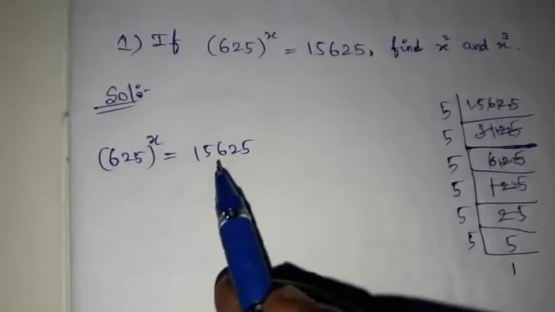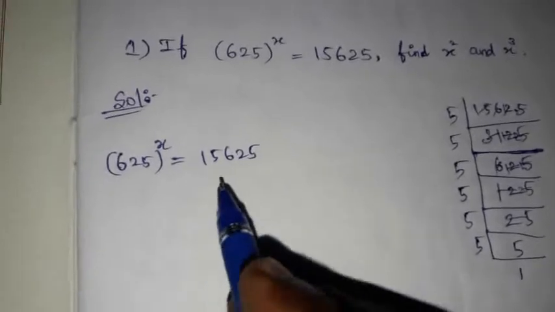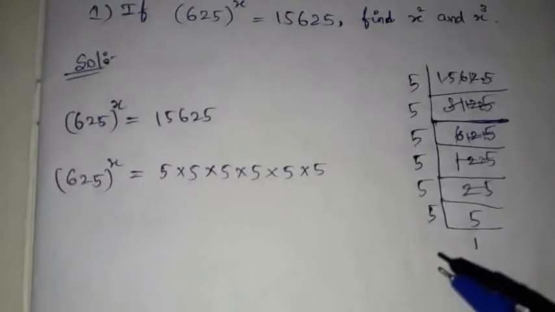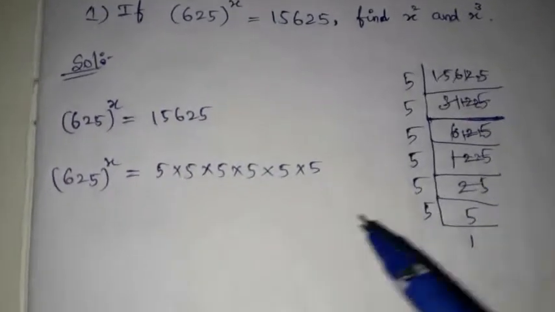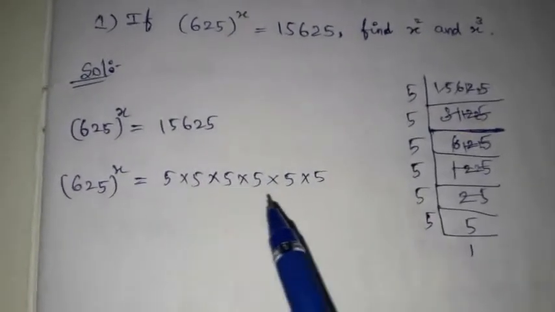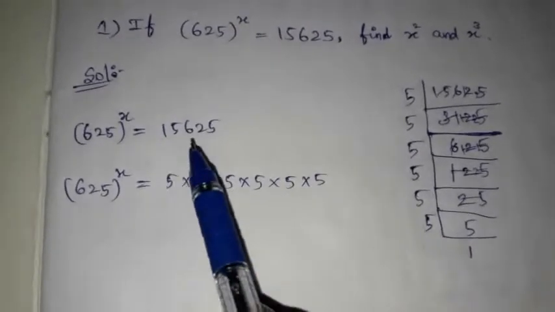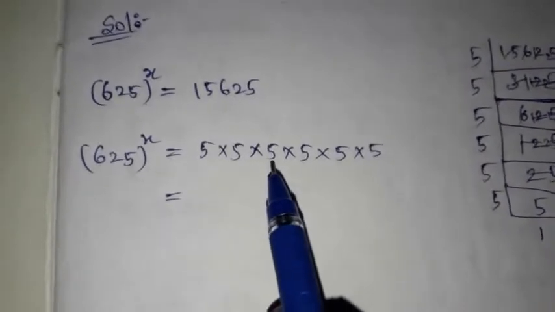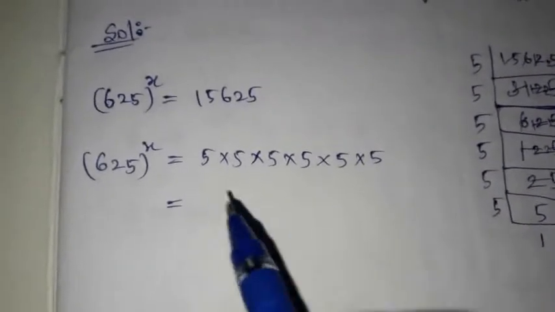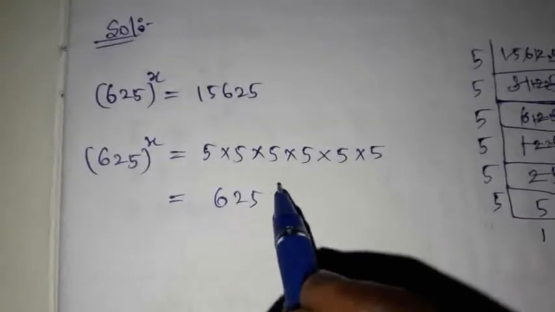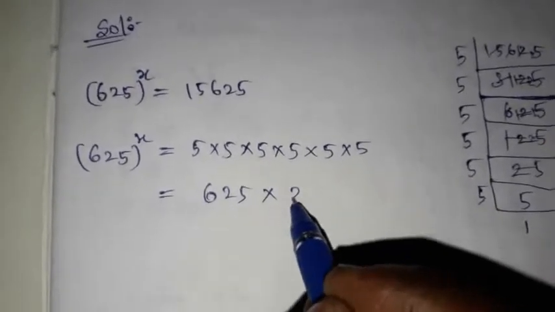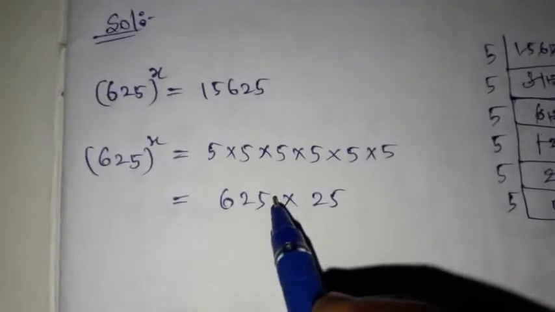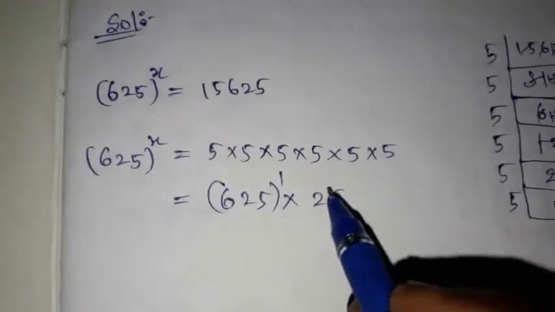625 the whole power x equal to 15,625. 15,625 can be written as, there are 6 5s here, so the multiplication of 6 5s is 15,625. 5 5s are 25, 25 5s are 125, 125 5s are 625, into 5 5s are 25. If there is no power of any number, we can consider there is a power 1.